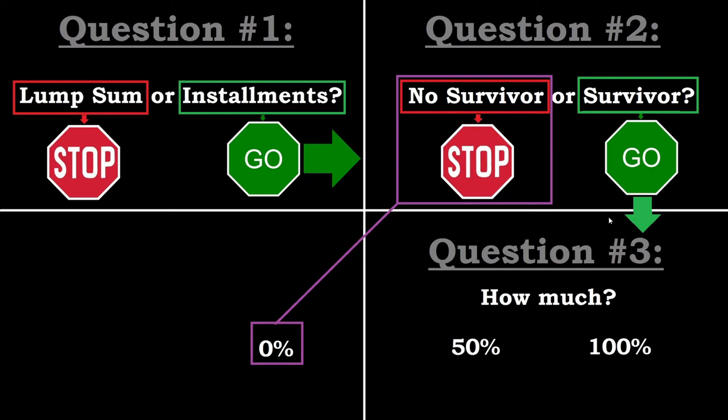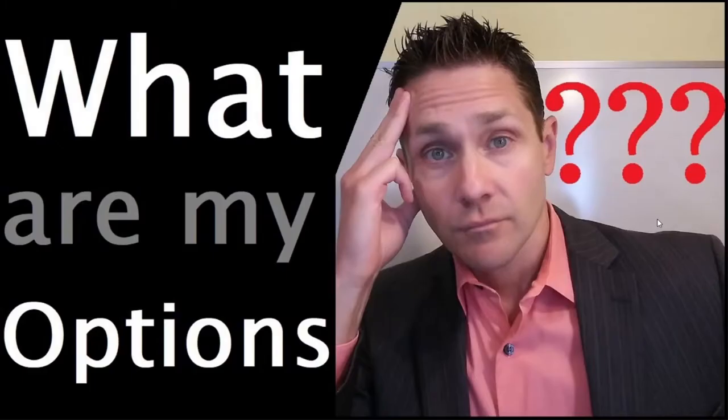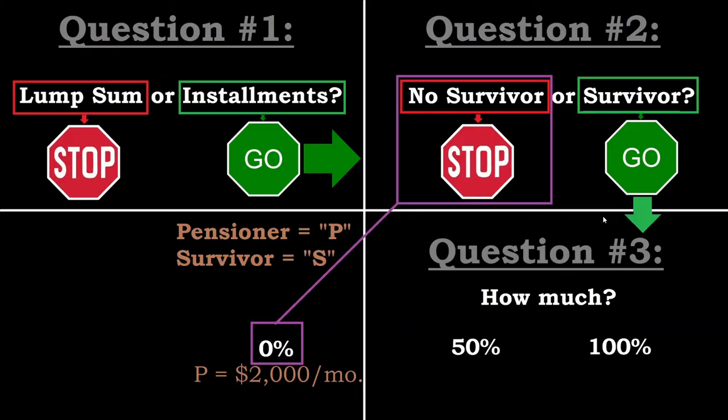So if you were to go back to your pension election form and select installments with no survivorship, and once again, if you're not confident in these options, please make sure you're confident before you move forward here. For this example, we're going to pretend like the pensioner is offered $2,000 a month with no survivorship. But with no survivorship, of course, that means the survivor will get $0 if the pensioner dies.